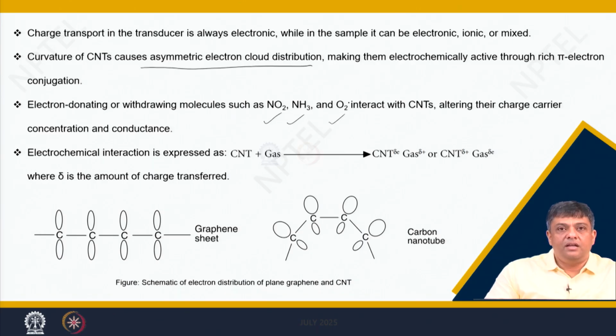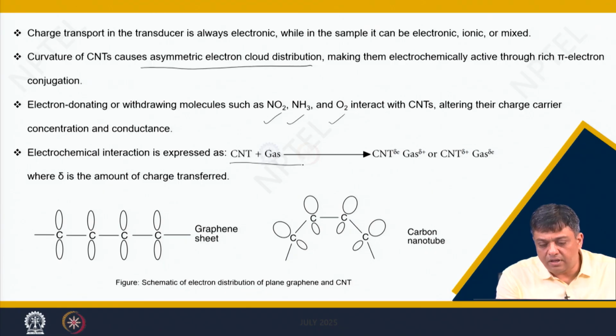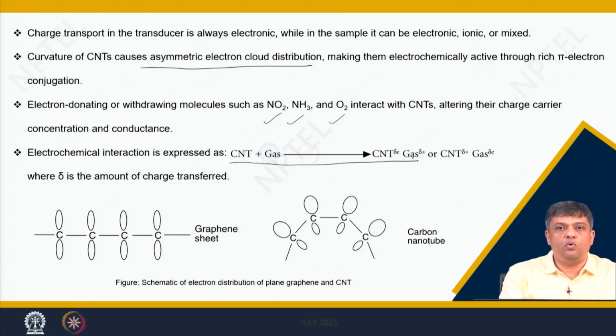And so CNT plus gas will give you a certain amount of donor or acceptor or withdrawing ability, and delta will give you the amount of charge transferred.